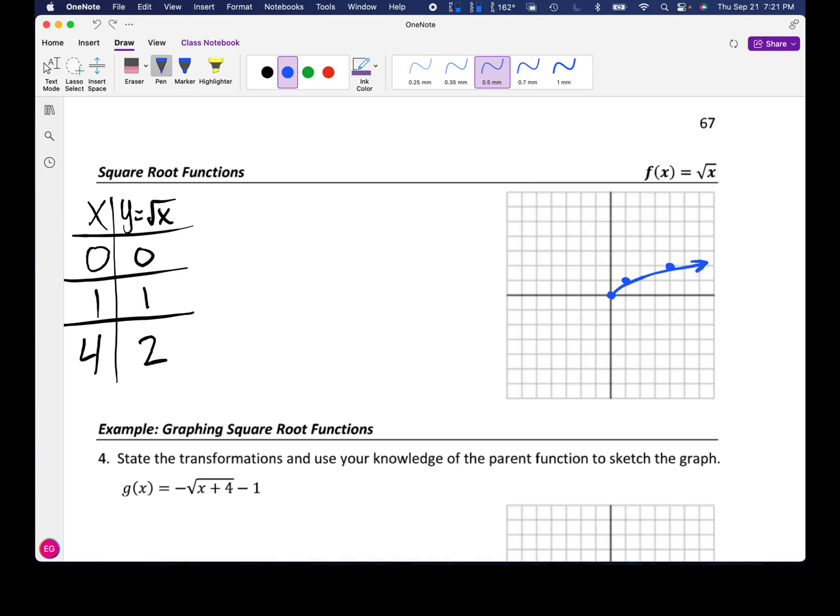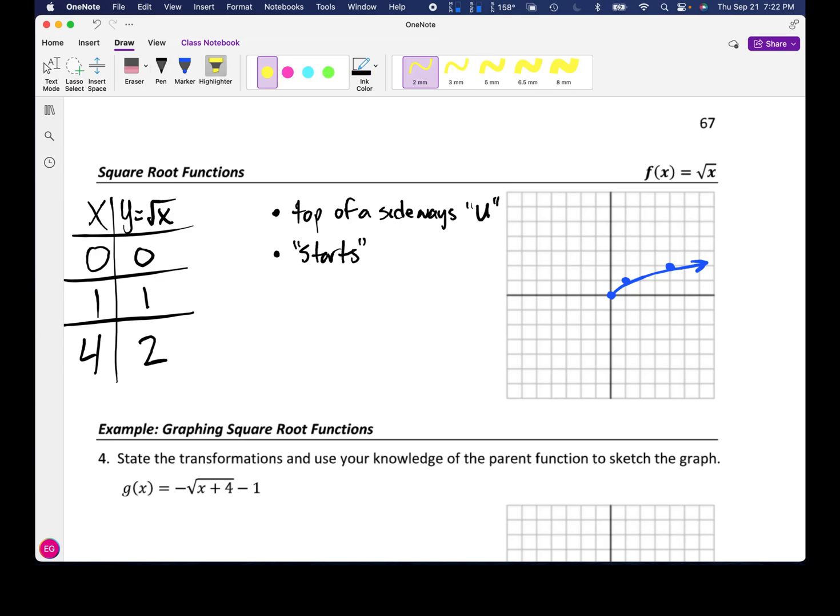So let's talk about its main properties then. Last time we described the parabola as a U. So I'm going to refer to this as the top of a sideways U. It's the top half of a sideways U because it doesn't have the bottom half. I'm going to put this part in quotes, "starts." It doesn't necessarily start, but what I mean by that is this point right here where things begin. So it starts by default at 0, 0. And again, that's going to be really important for us, just like the parabola's vertex, this quote-unquote starting point.